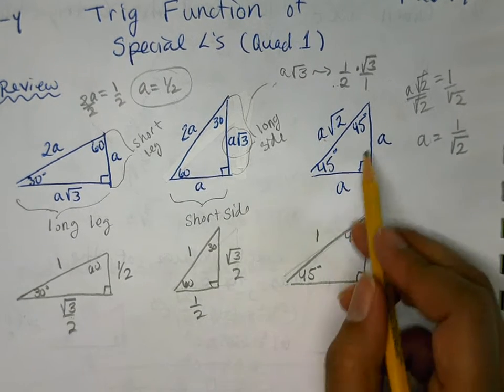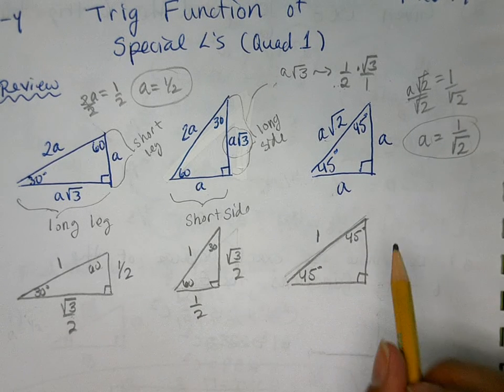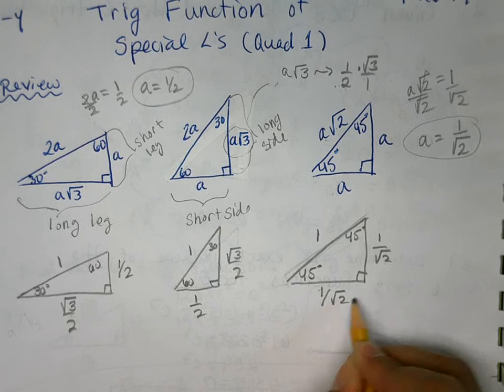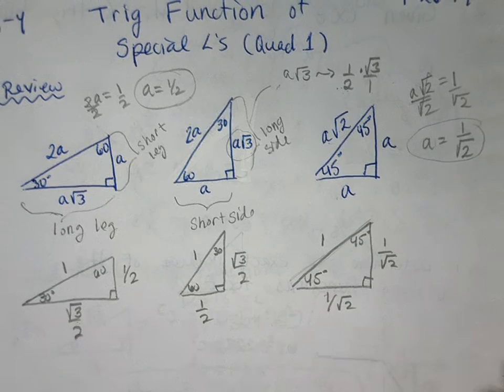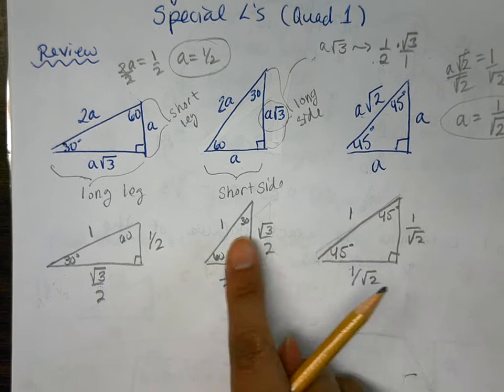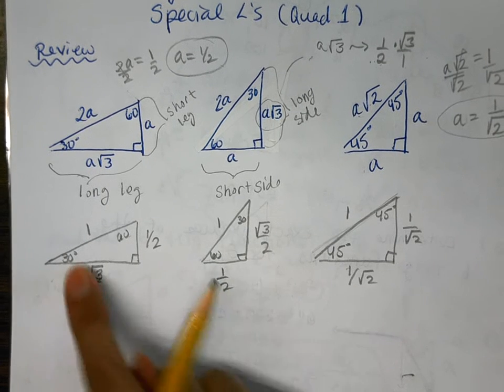And these two A's are the same, and we just figured out they're 1 over root 2. So that's where this is coming from here. 1 over root 2, 1 over root 2. Any questions on how we came up with these new side lengths and the hypotenuse coming out to be 1?